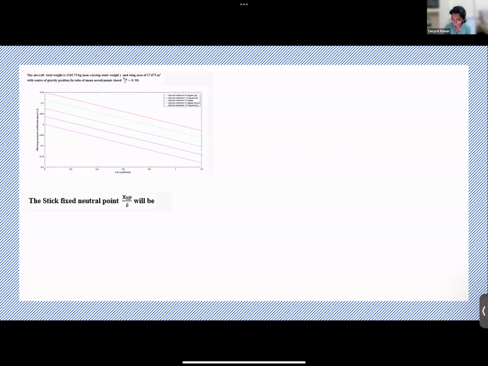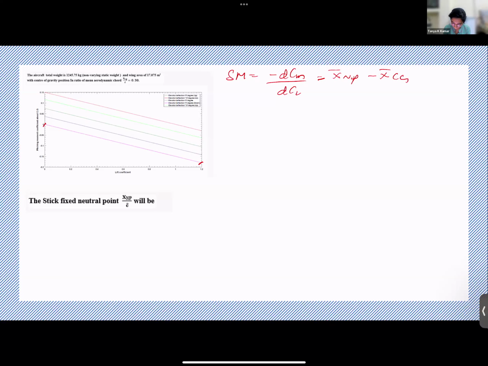Let's try doing this. So what is the static margin? Static margin is defined as minus dCm by dCl, which is x bar NP minus x bar CG. Now, x bar CG is given to you. Static margin we can find out using the slope, right? So we just have to find the slope of any line. All those lines have the same slope, different intercepts, but the same slope. So pick any line. Let's take the first line, and let's take this point and this point.